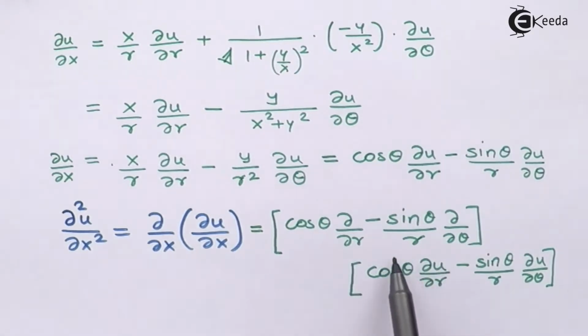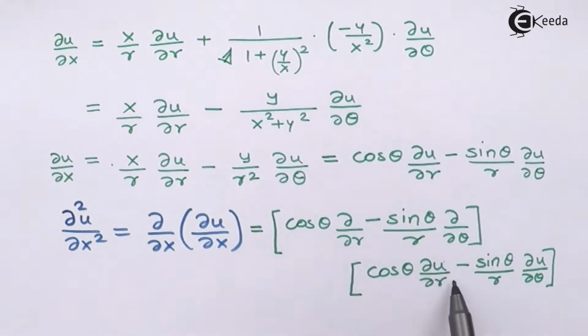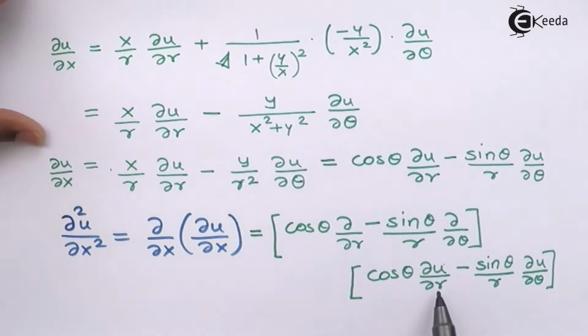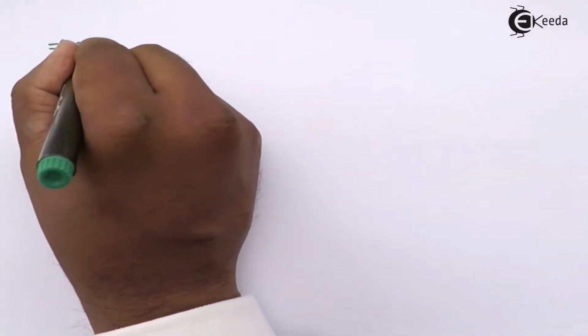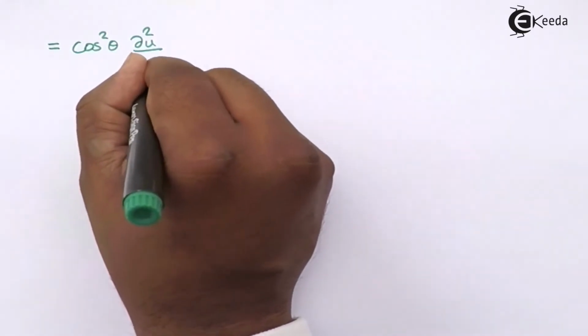So if I am differentiating this term with respect to r, then guys, cos theta does not have any r, so it's a constant. We'll take it outside and we'll differentiate this del u by del r with del by del r. So we will get cos theta into cos theta, that is cos square theta, and here we'll get del square u by del r square. So here I'll write it is cos square theta del square u by del r square.